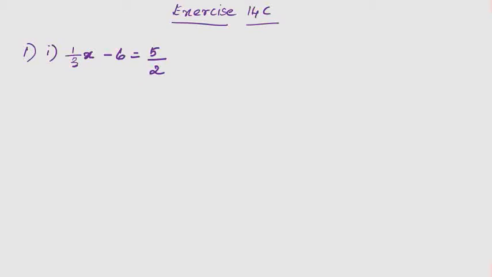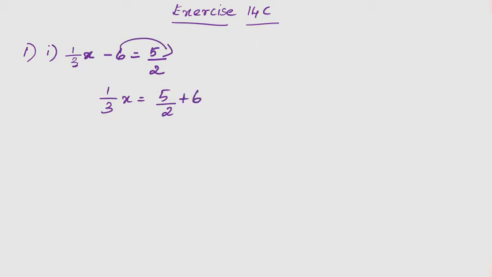Exercise 14C, first question under that first one: 1 by 3x minus 6 is equal to 5 divided by 2. So we need to find the x value. Let us keep the x term on LHS and the numerical values on RHS. So we get 1 by 3x is equal to 5 by 2. When minus 6 goes to RHS, it becomes plus 6.